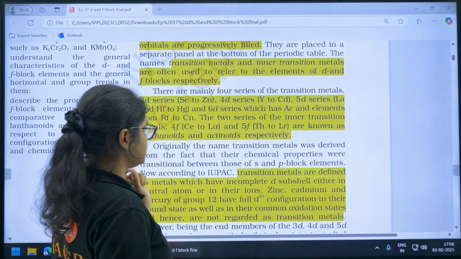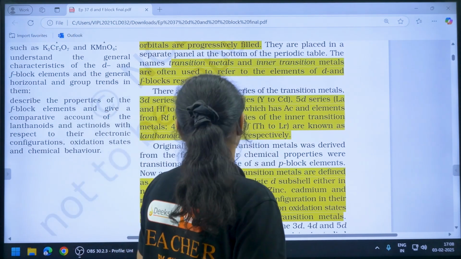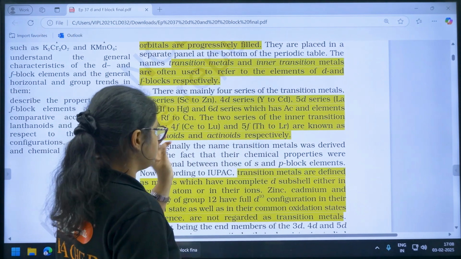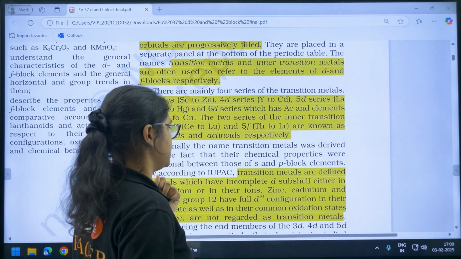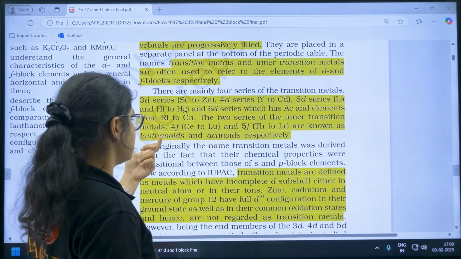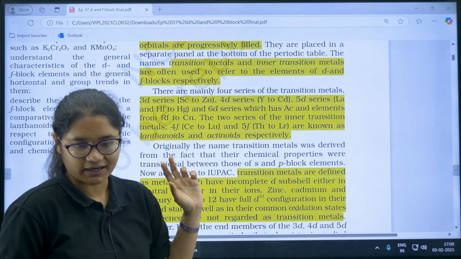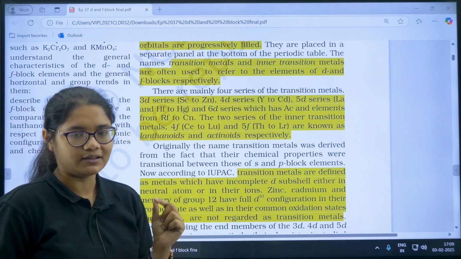3d starts from scandium to zinc, 4d is from Y to Cd, 5d is from lanthanum and then Hf to Hg, 6d is starting from actinium and then elements from Rf to Cn. And these inner transition elements, that is 4f and 5f, are known as lanthanoids and actinoids respectively. So what you have to remember exactly here are the series, the starting element and the last element.